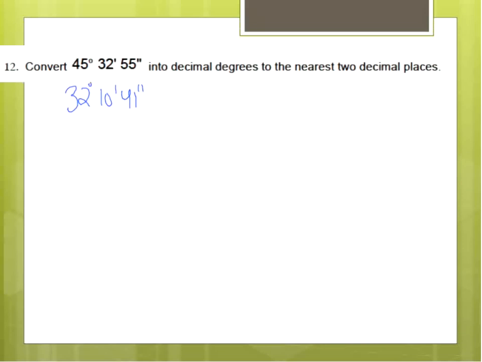Okay, let's try the next one. This one is similar to number 12 on your worksheet. Number 12 says convert this into decimal degrees to the nearest 2 decimal places. So the example I'm going to do with you says 32 degrees, 10 minutes, 41 seconds.